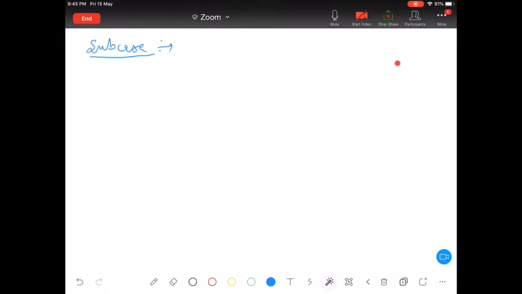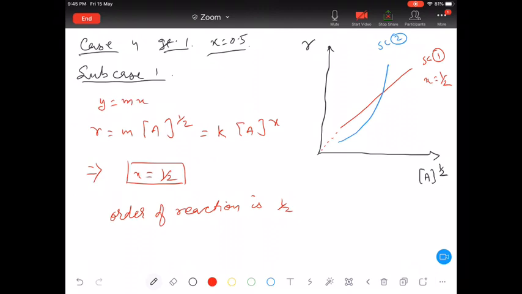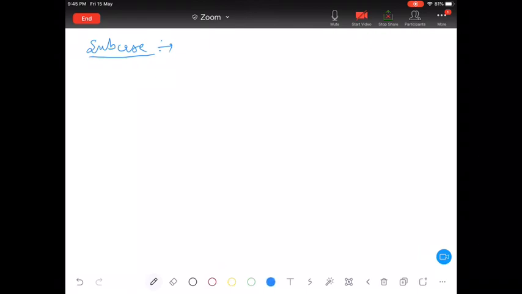So subcase 2, if I obtain this kind of curve. For subcase 1 I can write x is equal to 1 by 2. In subcase 2, if I obtain such a kind of curve, what are we going to do? In subcase 2 we can write y is equal to a x to the power b. Is that correct or not? And b is greater than 1.